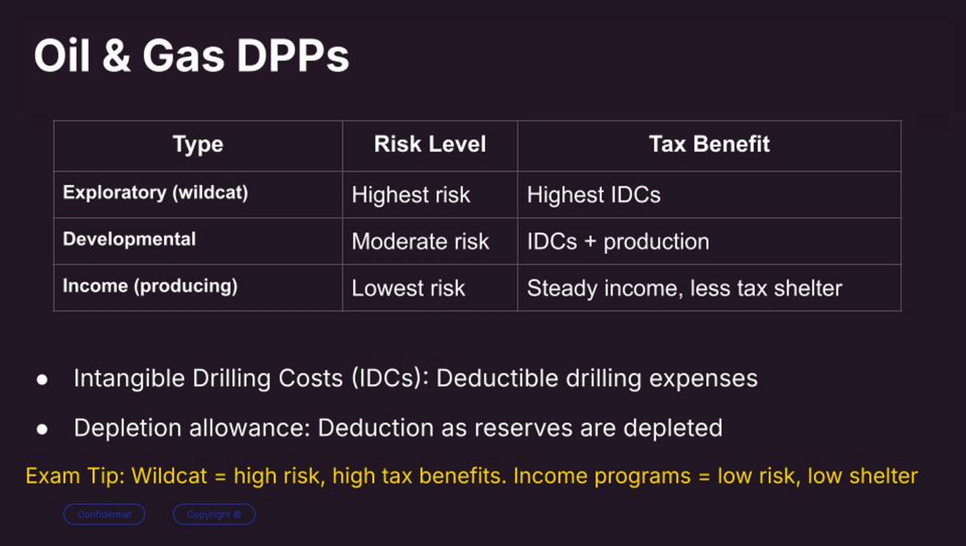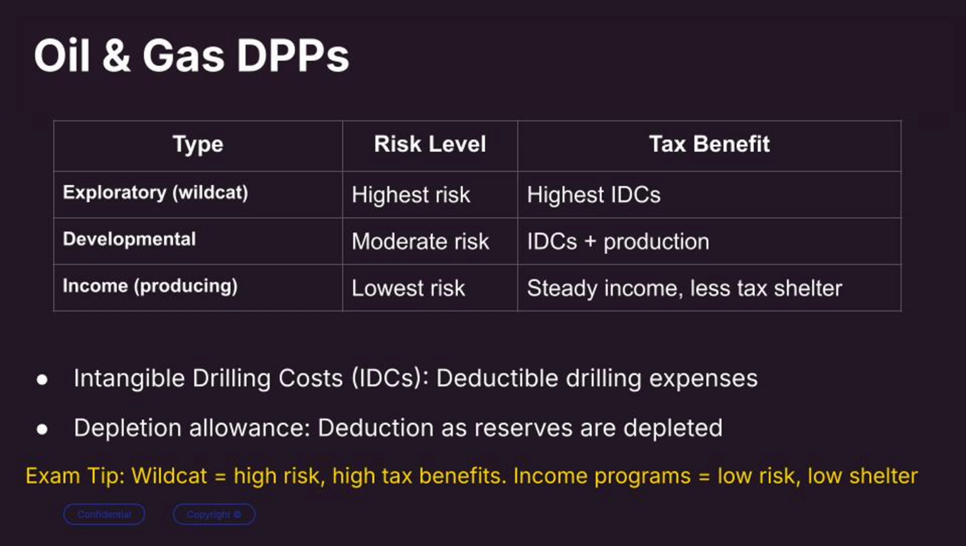High risk, but the highest intangible drilling cost deductions, which is the tax shelter angle. In the middle is developmental, drilling near proven reserves. Moderate risk, IDCs, plus some production income. At the bottom is income, also called producing. The wells are already pumping. Lowest risk, steady income, but very little tax shelter benefit because the drilling has already been done.